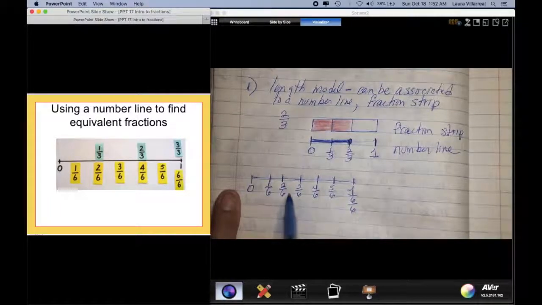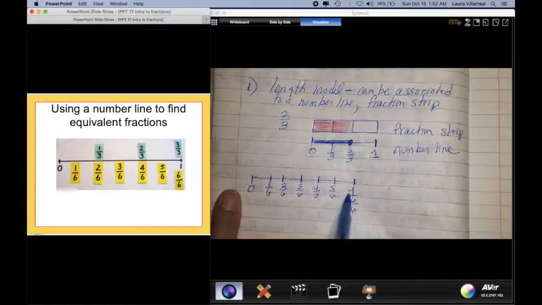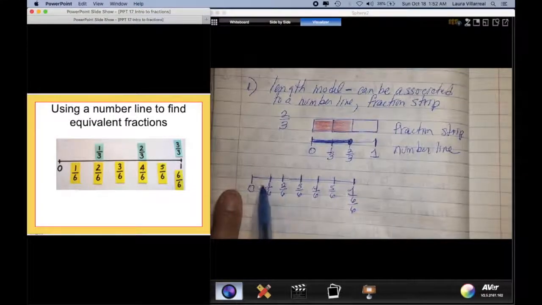And I try to be as accurate as possible. Of course, my drawing is not perfect. Some of these are unequal. And again, with my students, I could have this pre-printed and they would just fill in the numbers.